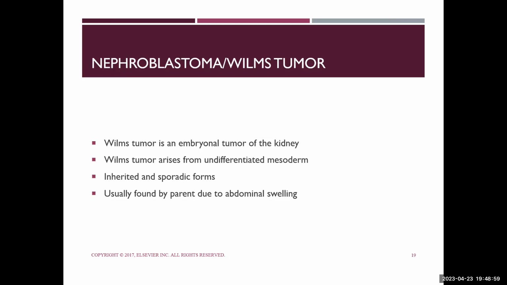Anaplastic Wilms tumors contain poorly developed cells and are much more aggressive. Some of these forms are inherited, others are sporadic. The Wilms tumor gene, by the way, is on the short arm of chromosome 11.